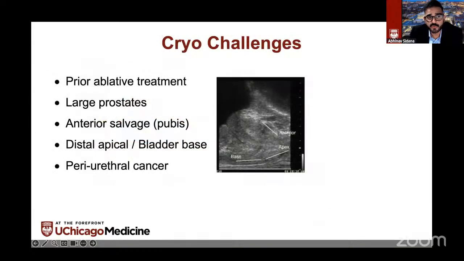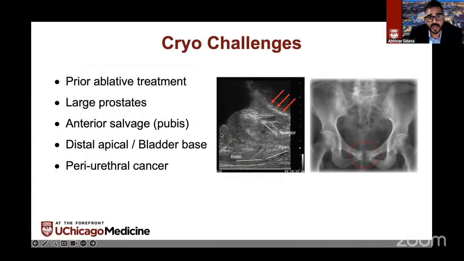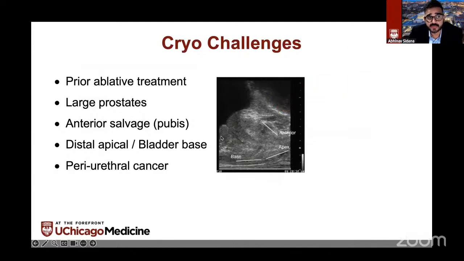So what are the few challenging scenarios for cryoablation? First is any patient with prior ablation. When there are patients who have prior ablation, placing needles can be challenging. Prostates are smaller, prostates are more woody, so getting the needle in appropriate location is sometimes more challenging. The second scenario is larger prostates. In larger prostates, getting the anterior needle could be challenging because of interference from pubic arch.